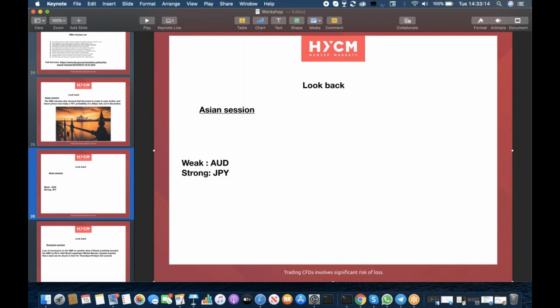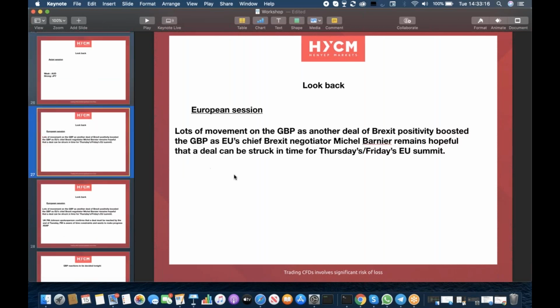So then we went to the European session, and we got lots of movement on the pound. Okay, and there was another deal of Brexit positivity boosted by the EU's chief Brexit negotiator, Michel Barnier. He was saying in the morning he's hopeful that a deal can be struck in time for Thursday, Friday's EU summit. So he was very optimistic.